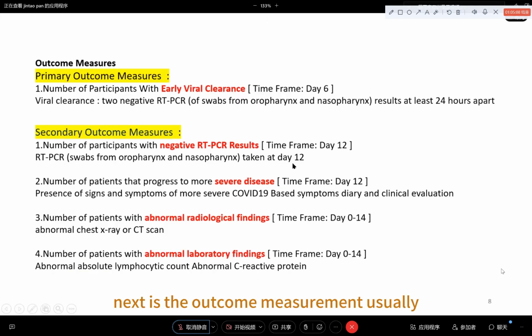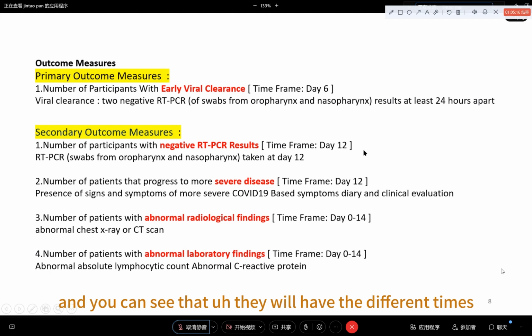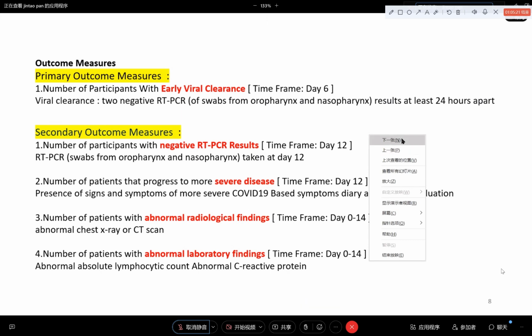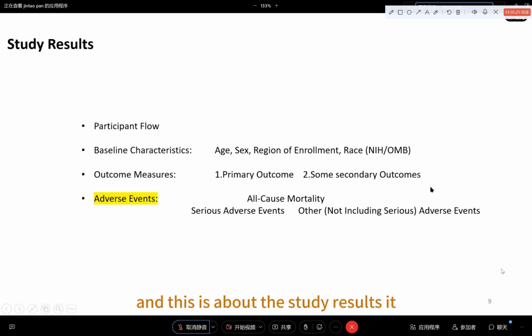Next is the outcome measurement. Usually we have the primary outcome measurement and some secondary outcome measurements, and you can see that they will have different time points. Next is the study results. It may include the primary outcome and secondary outcome. The most important are the adverse events: all-cause mortality, serious adverse events and other adverse events, not including the serious.